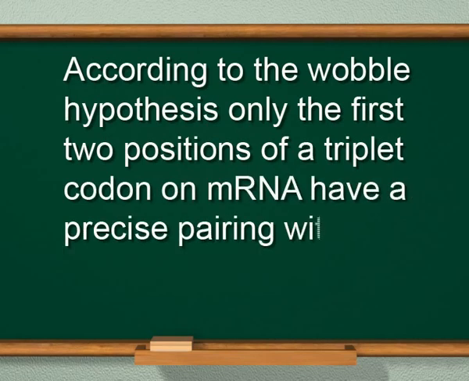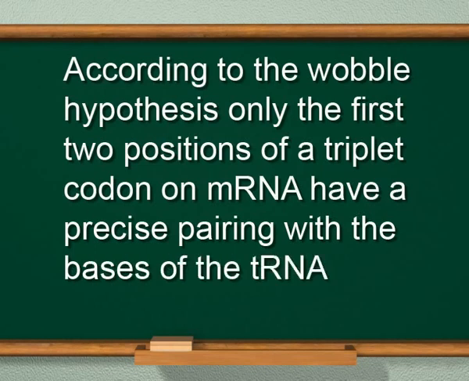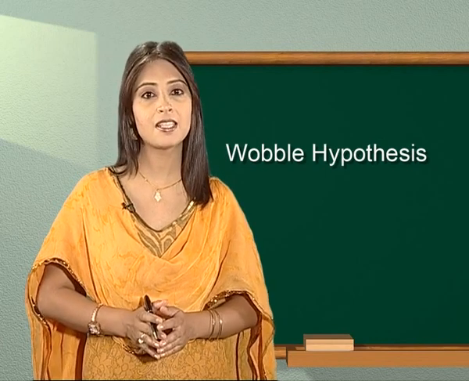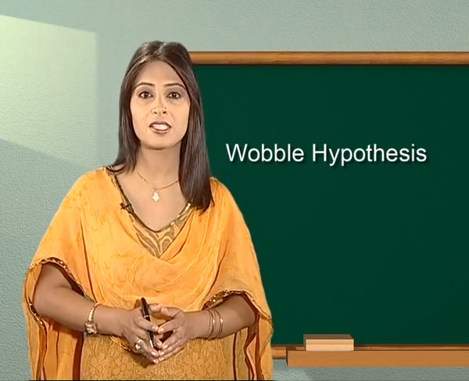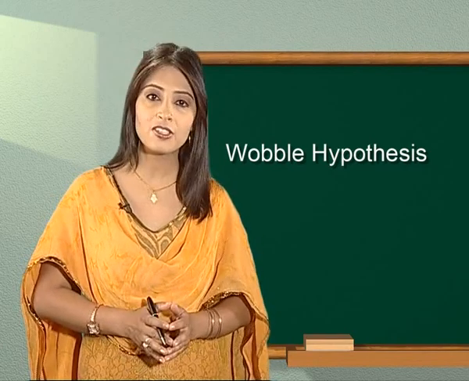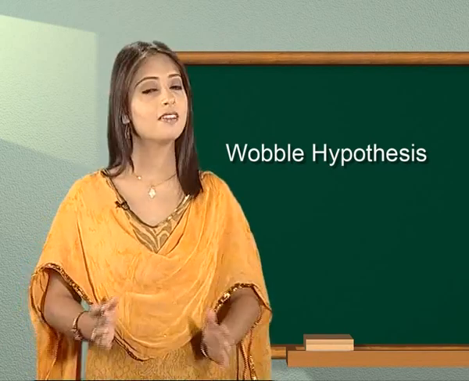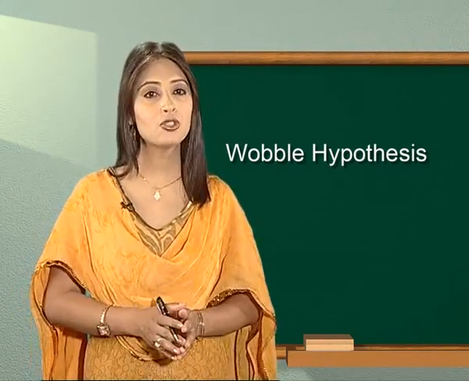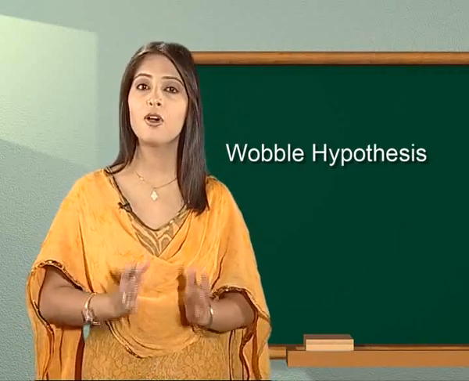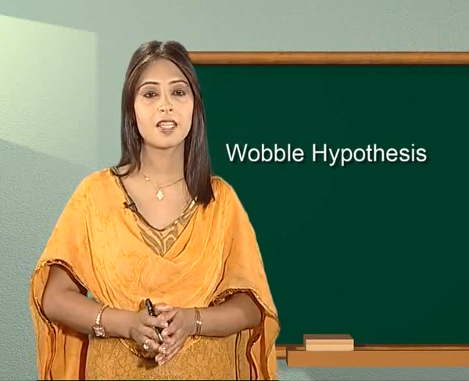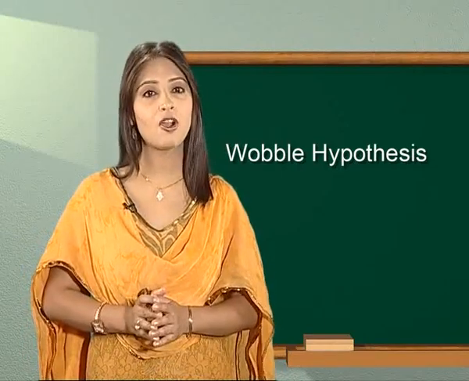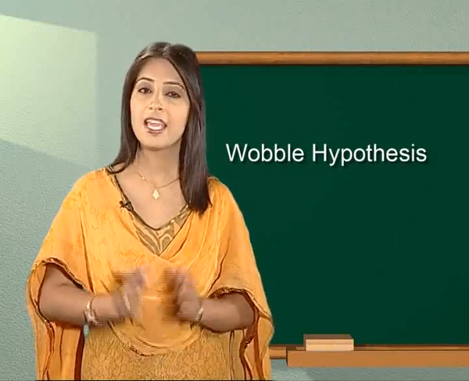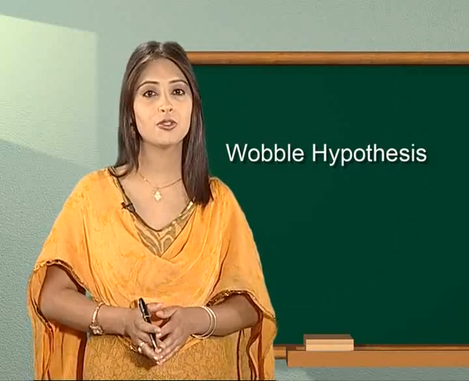have a precise pairing with the bases of the tRNA anticodon. The pairing of the third position bases of the codon may be ambiguous and varies according to the nucleotide present in this position. Thus, a single tRNA type is able to recognize 2 or more codons differing only in the third base. The anticodon UCG of serine tRNA recognizes 2 codons, AGC and AGU.